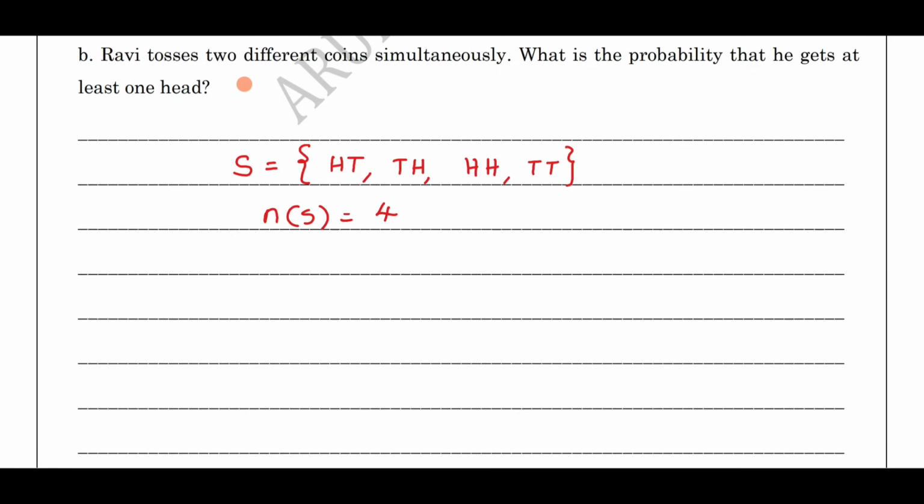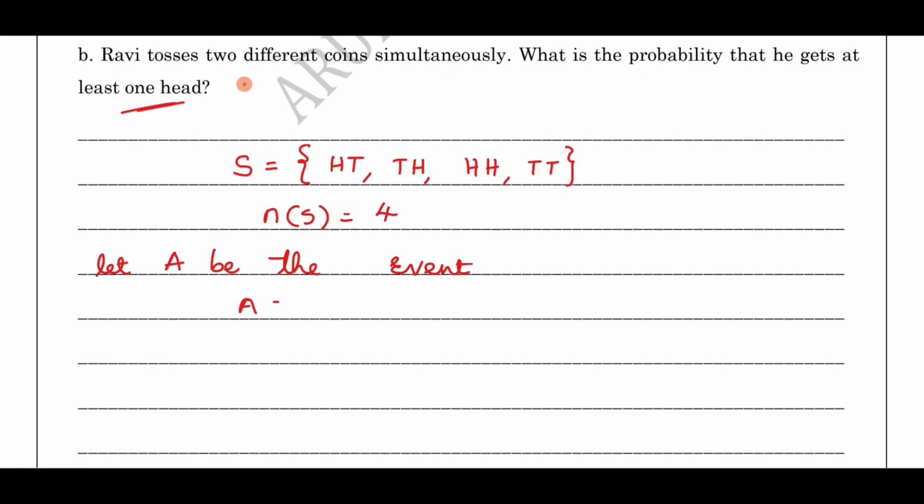Now, what is the probability that you'll get at least one head? I'll assume an event. Let A be the event. What is the event? Event of getting at least one head. You should write it here. Let A be the event of getting at least one head.